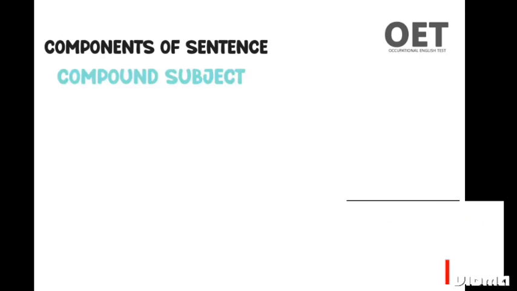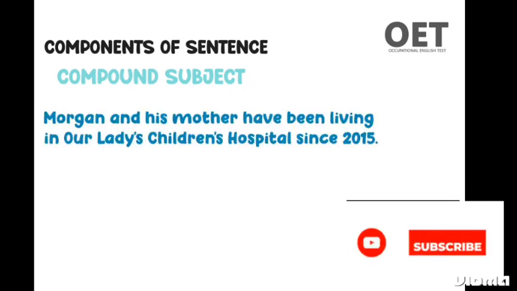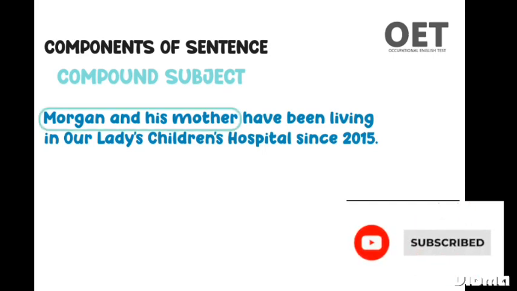Compound subjects. A sentence may have more than one person, place, or thing as a subject. These subjects are called compound subjects. Compound subjects are useful when you want to discuss several subjects at once. Morgan and his mother have been living in Our Lady's Children's Hospital since 2015. Morgan and his mother is the compound subject in the sentence.